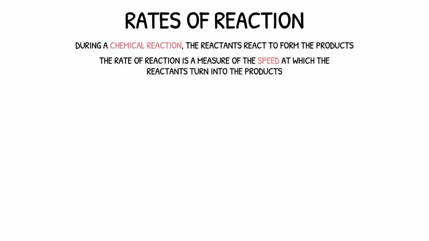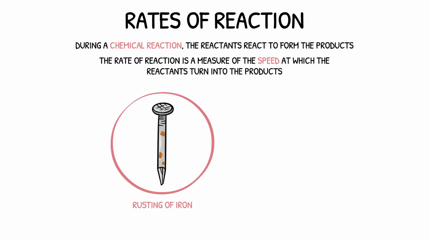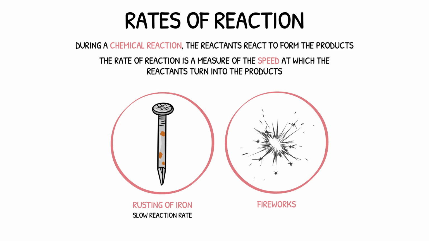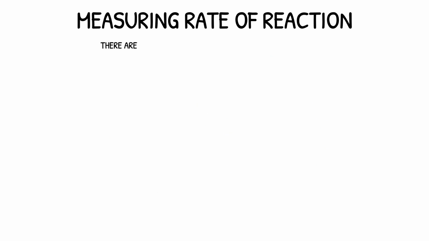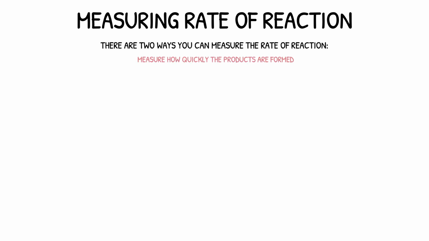For example, the rusting of iron is a chemical reaction that takes several years to occur, and is therefore a reaction with a very slow rate. In contrast, explosions such as fireworks are chemical reactions that take place in mere seconds, and are therefore reactions with a very fast rate. The rate of reaction can be measured in two ways, the first of which is to measure how quickly the products are formed.